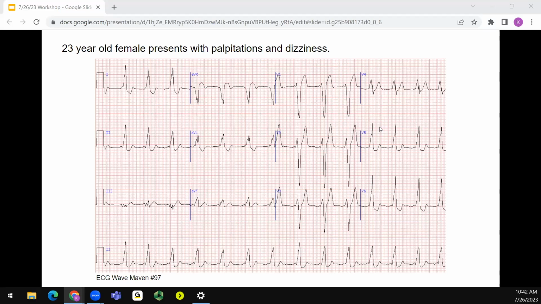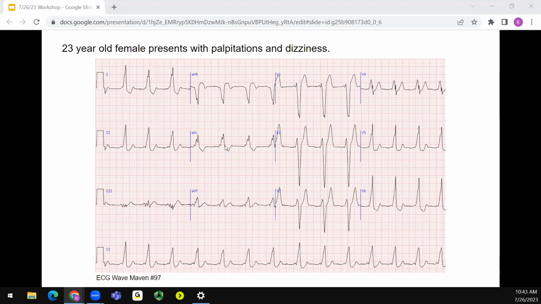Someone says WPW. It's pretty good. What makes you think WPW? So yeah, the PR interval is very short. What else? Delta wave. Which leads? Kind of like all the leads, right? Most pronounced in these leads.